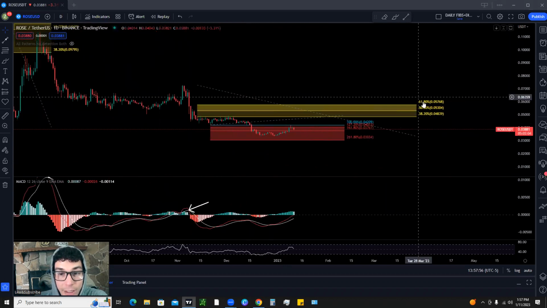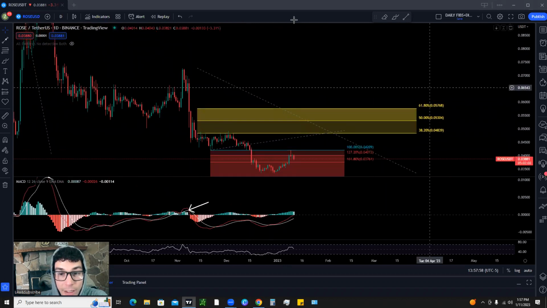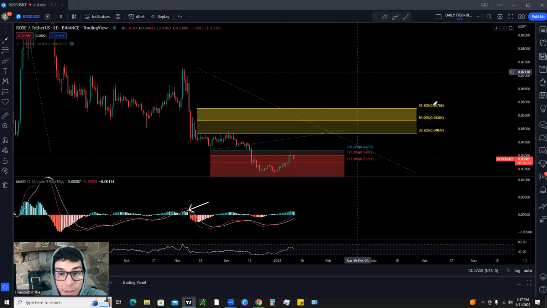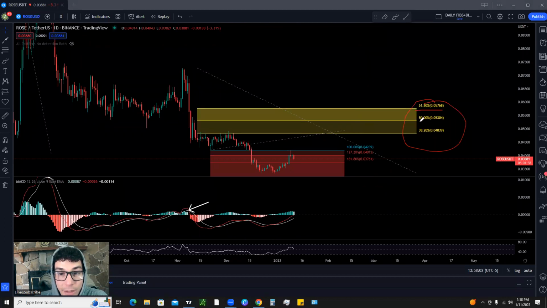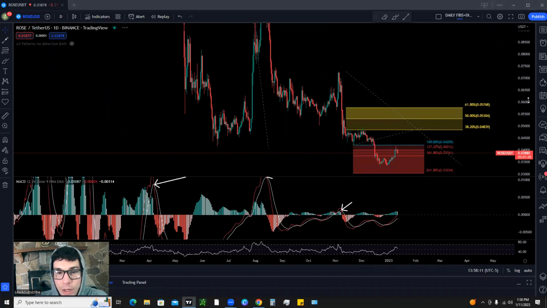Now, we're also going to cover these 3 levels right here. These are our major retracement levels. These are very important as well. The 61.8, the 50%, and the 38.2 are the 3 major Fibonacci retracement levels that you need to pay attention to and you have to start using, okay?